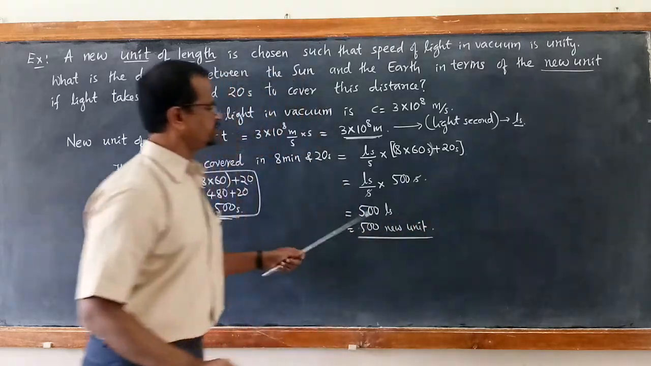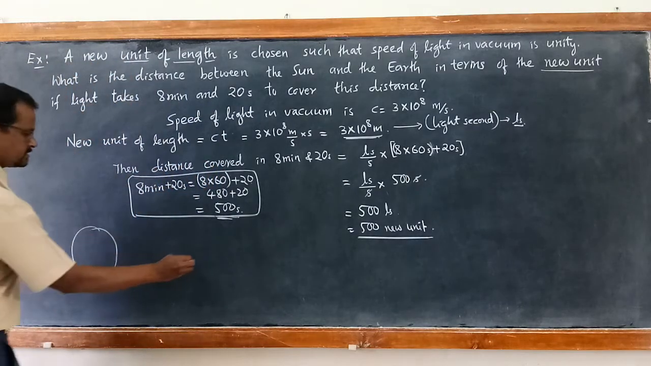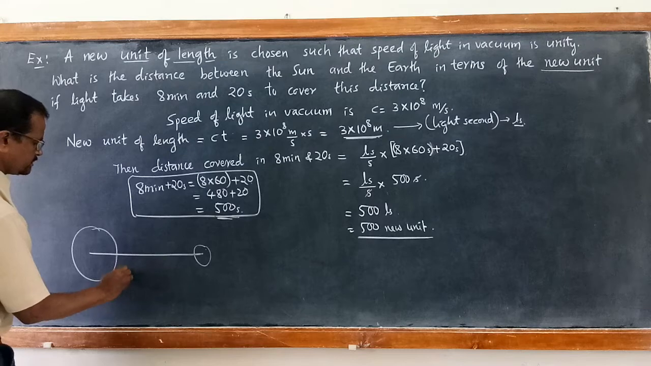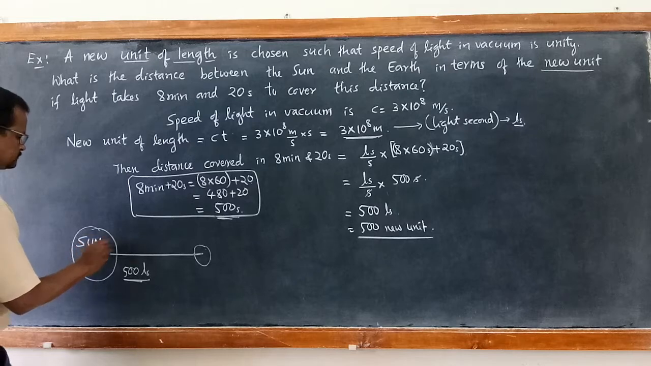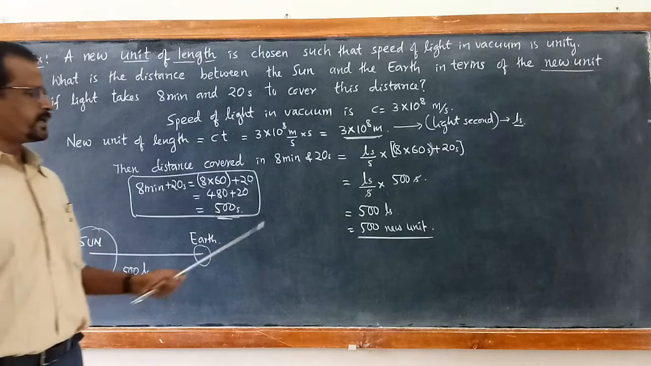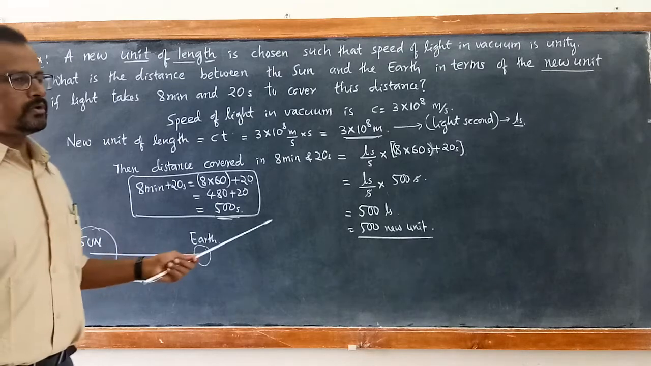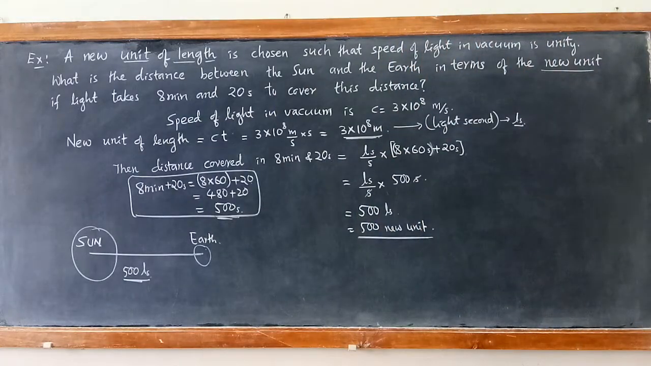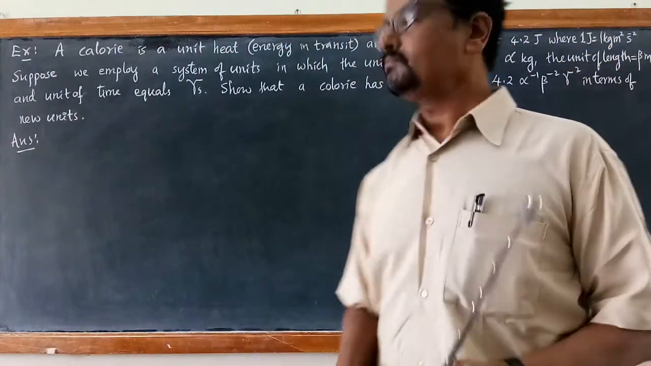So in terms of light second, if you define the distance between Earth and Sun, if this is Sun and if this is Earth, the distance between the Earth and Sun is now, in terms of this unit, 500 light second. So this is how, with the help of the conversion, we can find out the new unit. I think you got it. Let us solve one more problem of the similar nature. Let us see another problem.